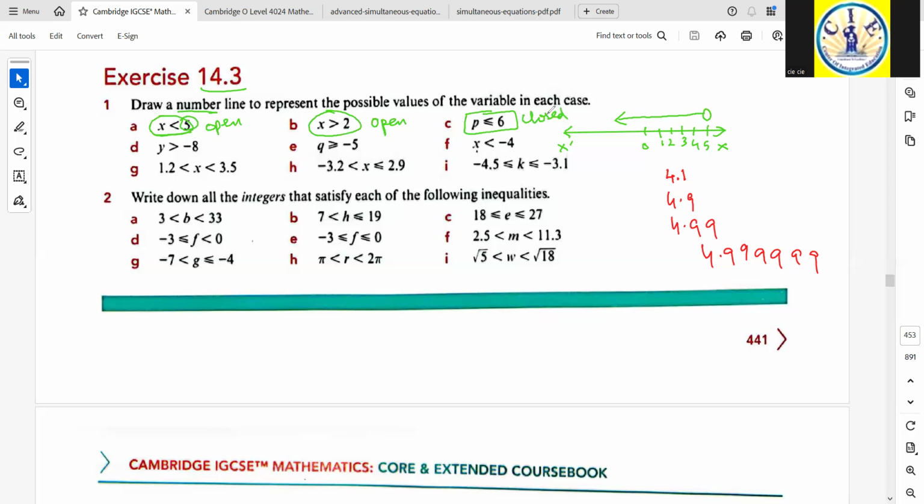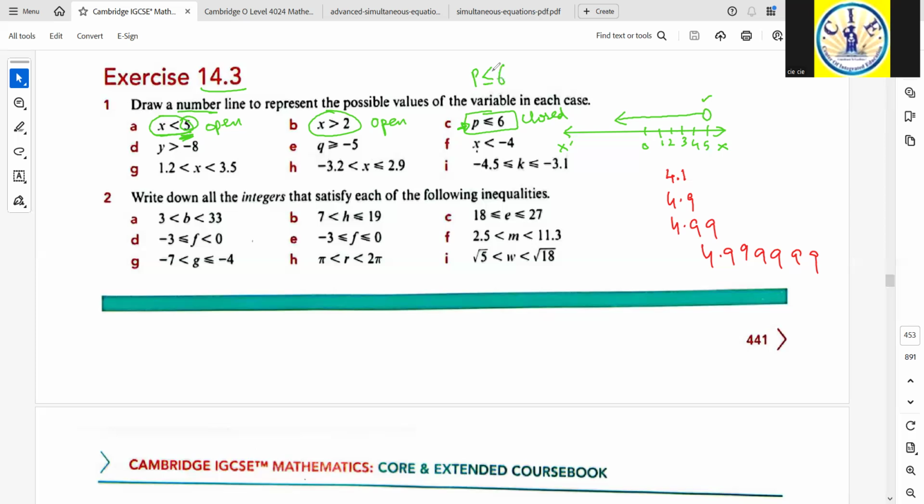The difference between an open and a closed inequality is that in an open inequality, as I have done in this part, we do not include the end number, which is 5. But in this case, for closed inequality, we need to have values of the variable p which are lesser than 6 as well as 6, which is represented by equal to 6.